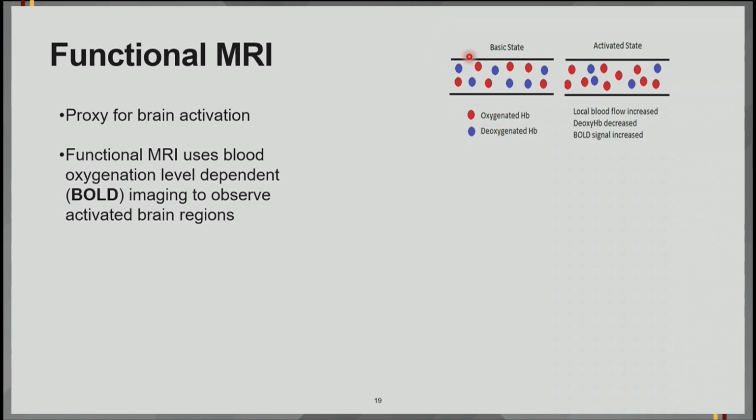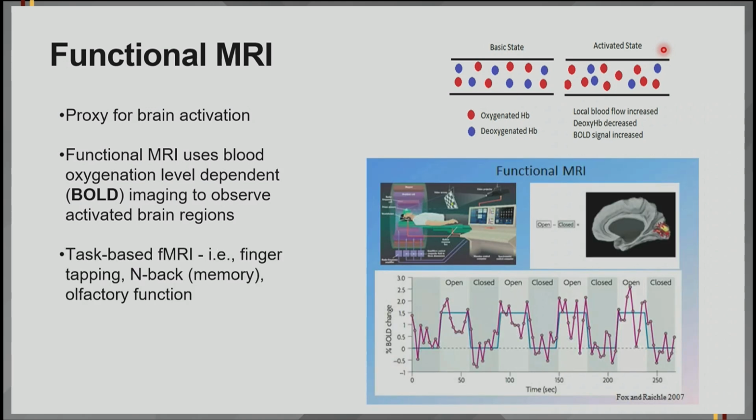In a state at rest, there's a balance between oxygenated and deoxygenated blood. However, in an activated state, when the brain is demanding to do a task, there's a shift in that balance. There's an increase in blood flow. The deoxygenated blood is decreased as the oxygenated blood is increased, and this signal changes, and we can capture this signal using the MRI. And so what we think we're capturing is a proxy for activation.